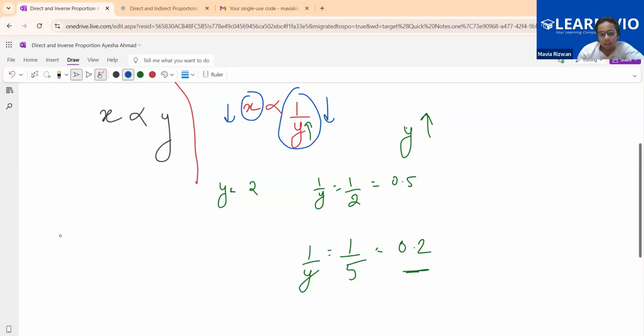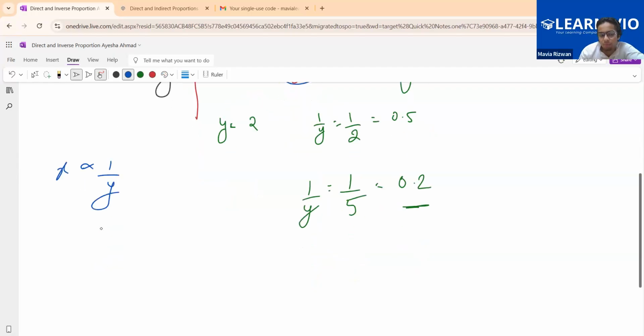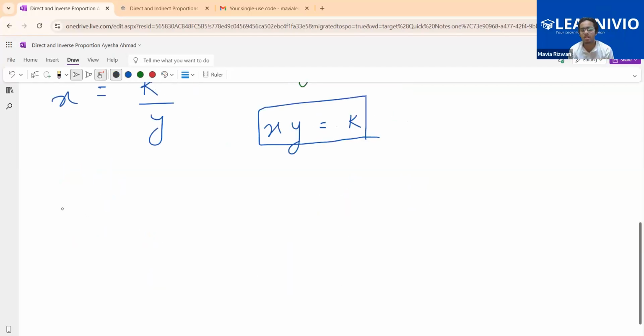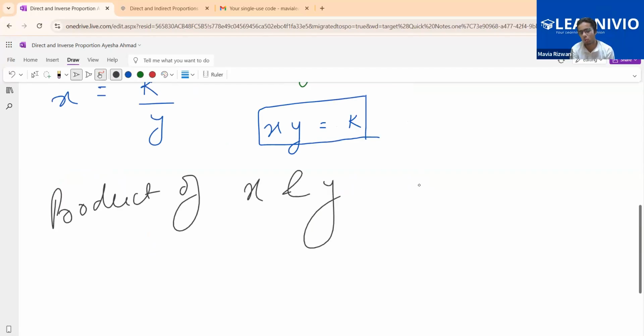Okay. So now x is inversely proportional to y. Aisha, I told you how we remove the proportionality sign: we put an equal to and a constant k. Remember? So this is equal to k by y. Now if I take y across, it would be x into y equal to k. So x into y is k. This means that the product of x and y would always remain a constant.